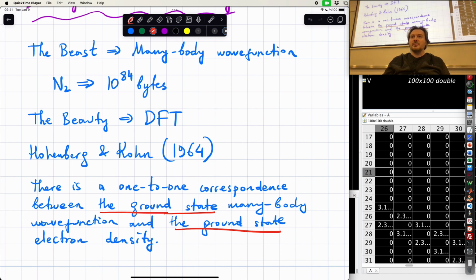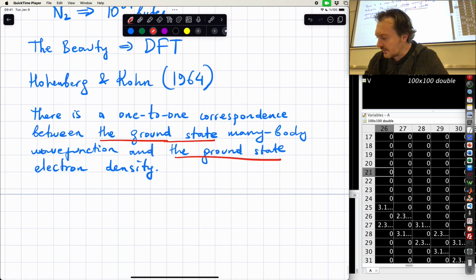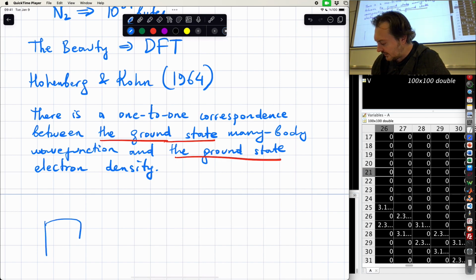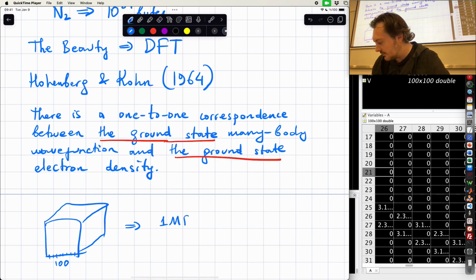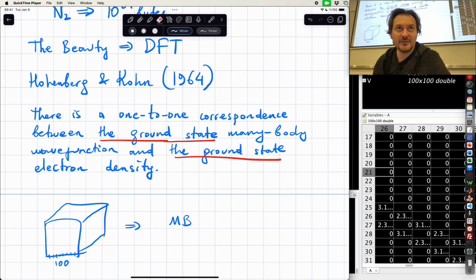So what does it tell? Can someone tell me why this is important? Because we can easily calculate the electron density. Because we get rid of the curse of dimensionality, right? Electron density is a 3D object. You can just take the electron density and let's say you are using 100 grids. So electron density is 1 megabyte. 14 electrons, still 1 megabyte. Because it's total electron density.